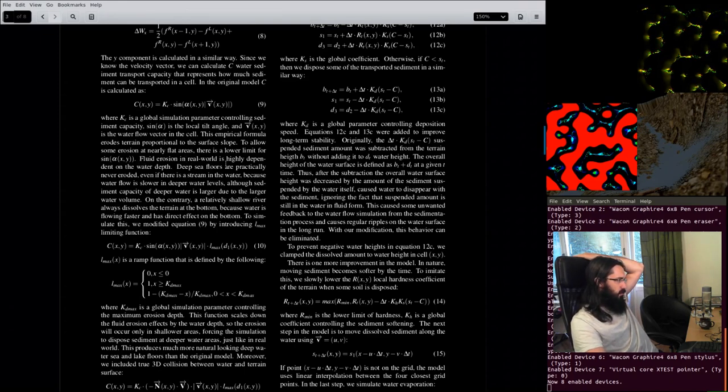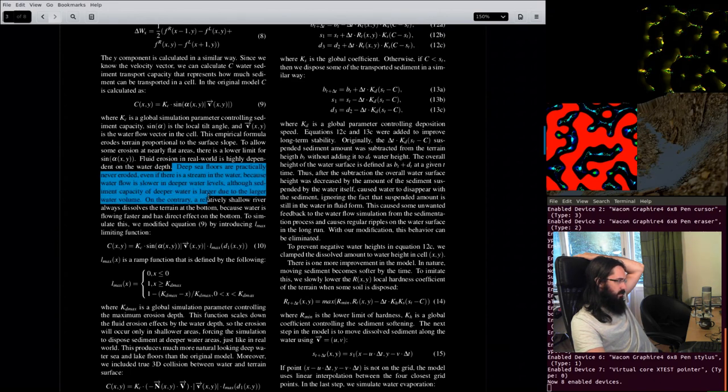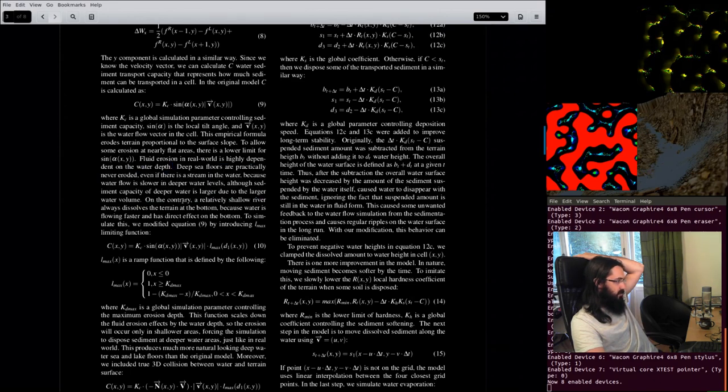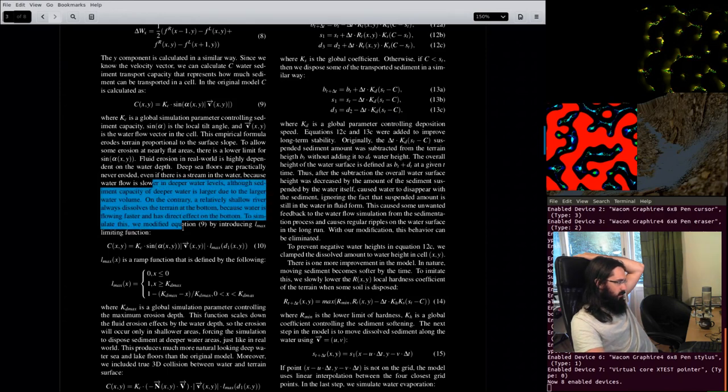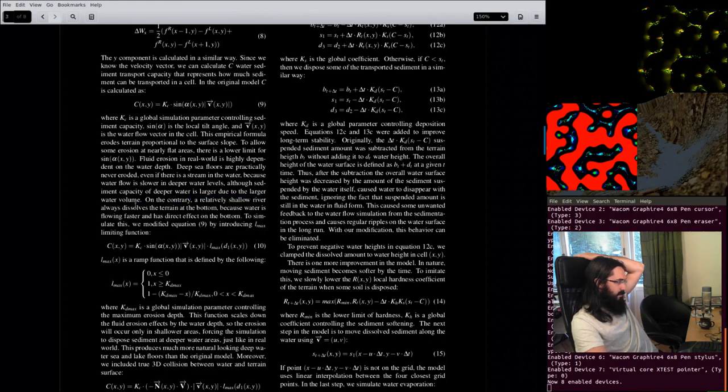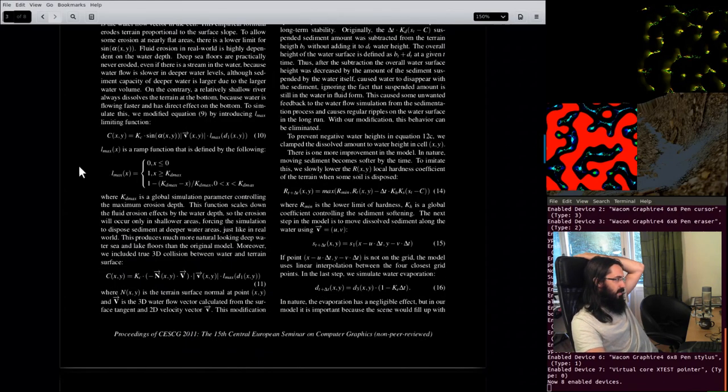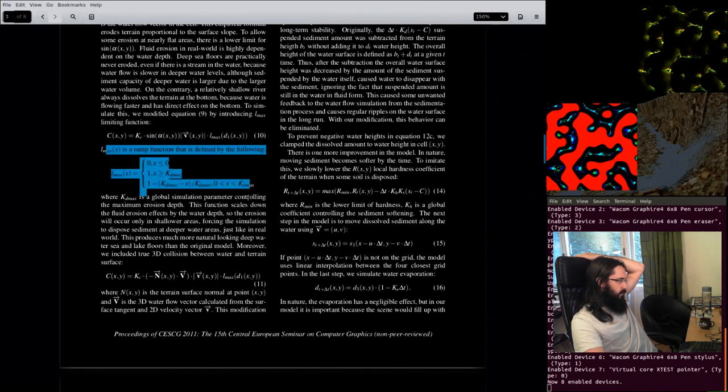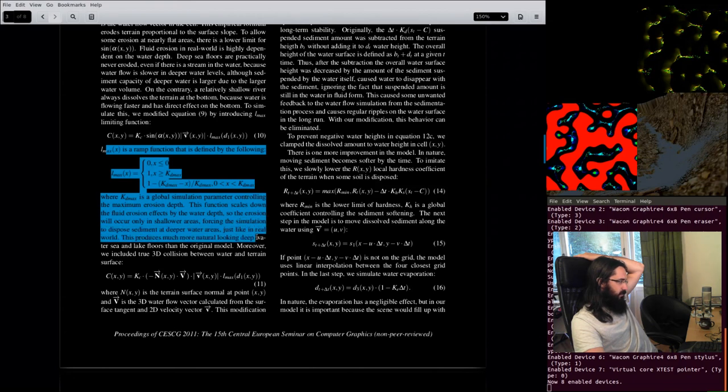Fluid erosion in real world is highly dependent on water depth. Deep sea floors are practically never eroded. Yes, because the water flow is slower in deeper waters, although sediment capacity of deep water is larger due to the larger water volume. On the contrary, is explained. To simulate this, we add a ramp. And that was the ramp here. So we've still got the original sign of all this gibberish. And that's cool. Okay, so this is where we get to here.